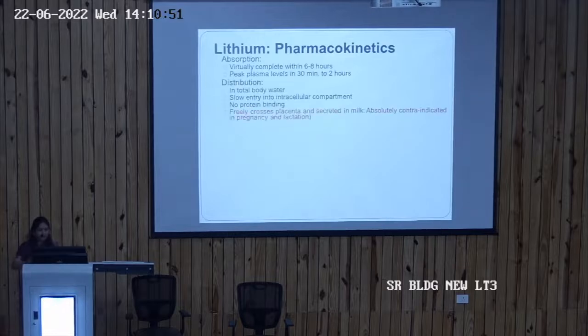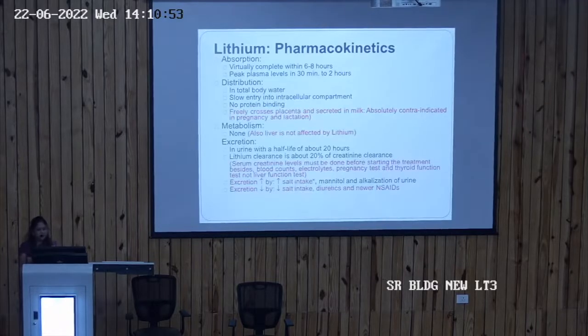So when we talk about the pharmacokinetics, its absorption is complete in 6 to 8 hours, and it attains peak plasma level within 2 hours. Distribution is again smooth, and it crosses the placenta and is secreted in milk also, so you have to be careful. It may cause teratogenic anomaly if given in pregnant and lactating women, and thus it is contraindicated in pregnant and lactating women. It has no metabolism.